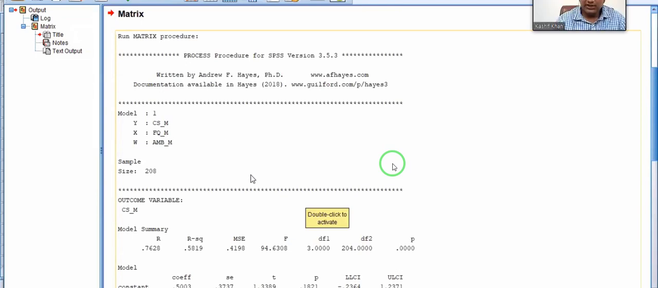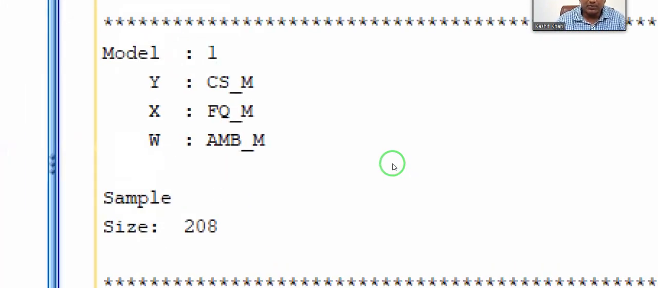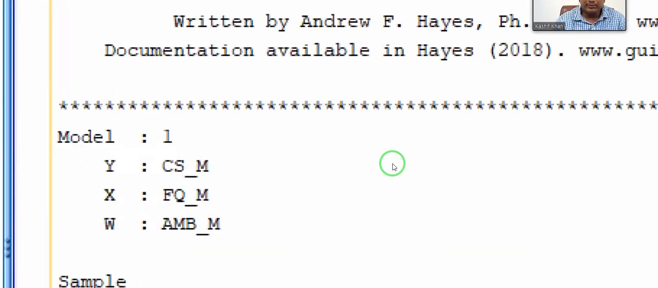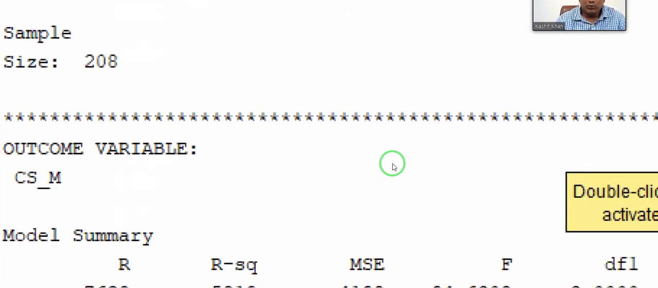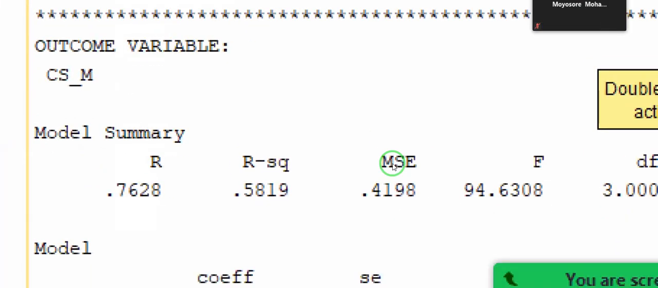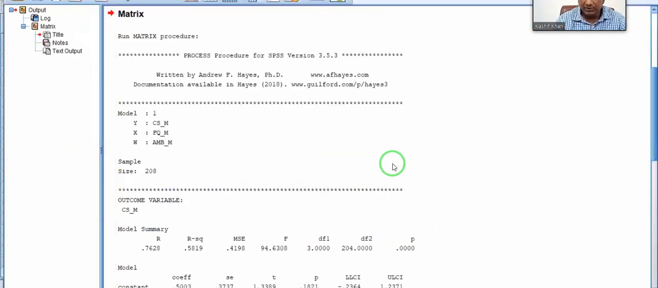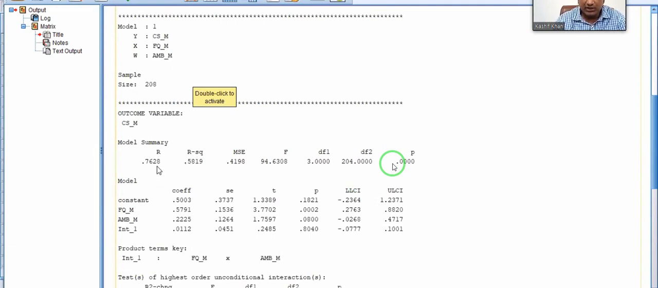Now, just like earlier, we can see what we have run here. This is the model, and we see the sample size, Model 1, and the outcome variable. Let me make it a little smaller and show you what it means. This is the total model, showing us the R value and the P value. If we consider the total model, it is significant, and the R value is also very high, 0.76.